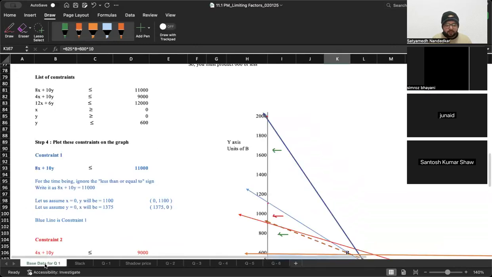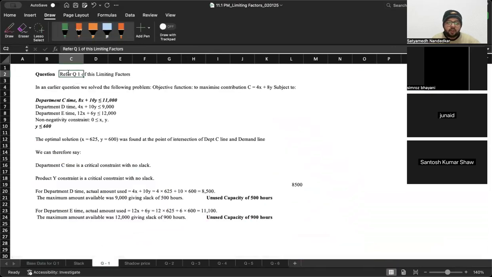This is base data. Or here I'll write down refer base data for question one tab. आपको भी clear हो जाएगा. Refer base data for question one tab.